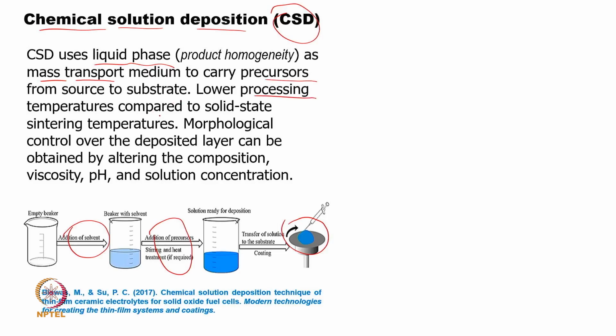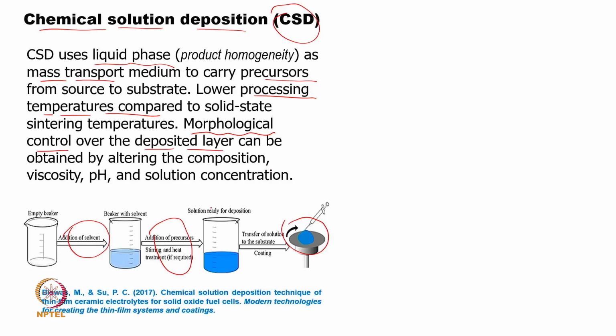Then, even at low temperature it can be processed easily because of the liquid form. We do not have to bombard the material to convert it into atomic form or molecular form, and we can go ahead with complicated shapes also. So, morphology control on the deposited layer can be obtained.